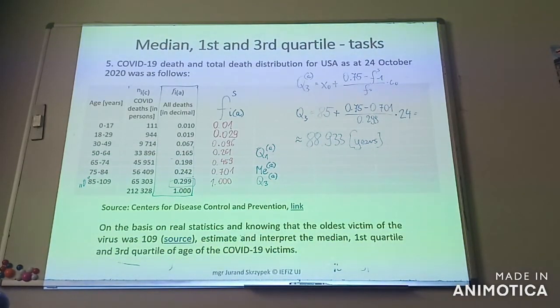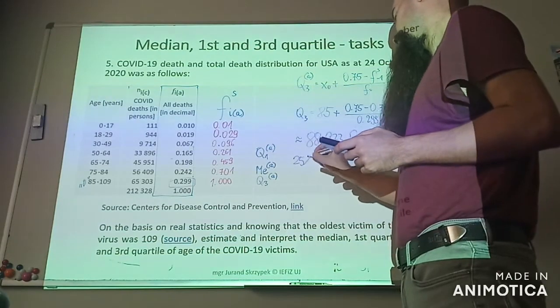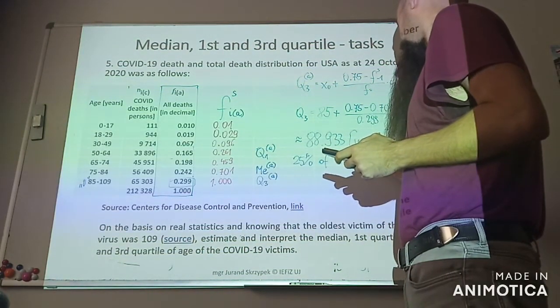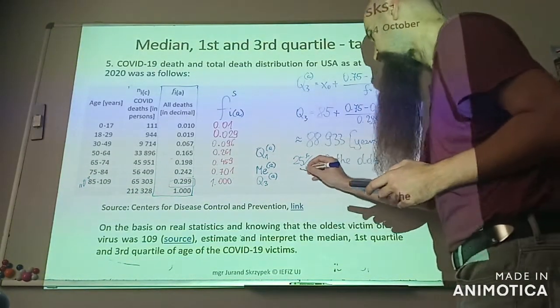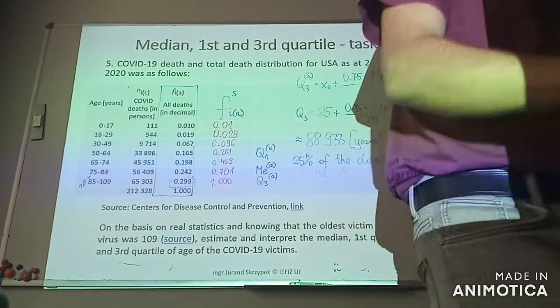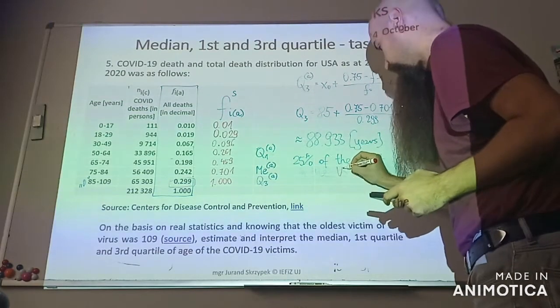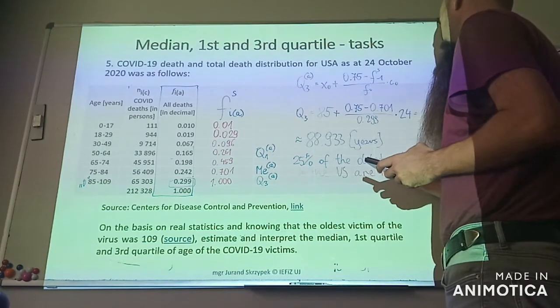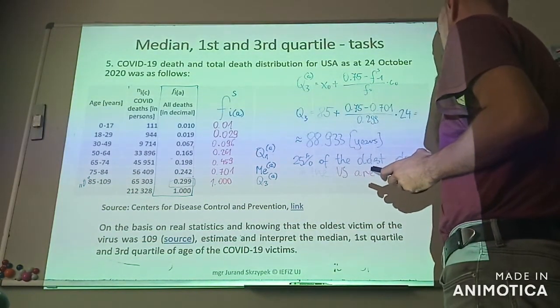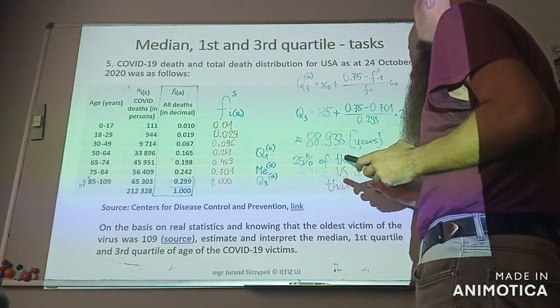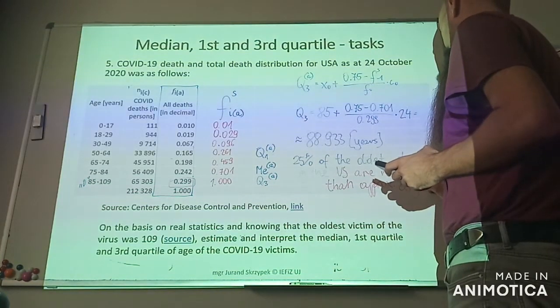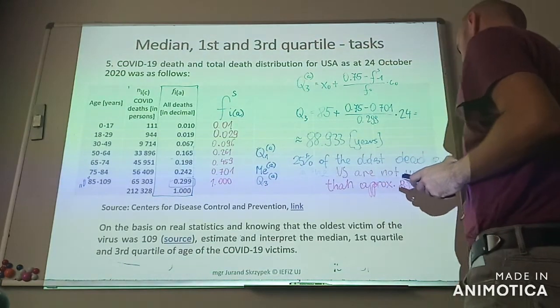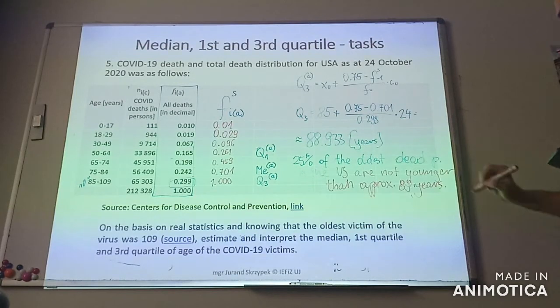We need the interpretation of this measure. 25% of the oldest dead people in the US are not younger than approximately 89 years. This is our interpretation.